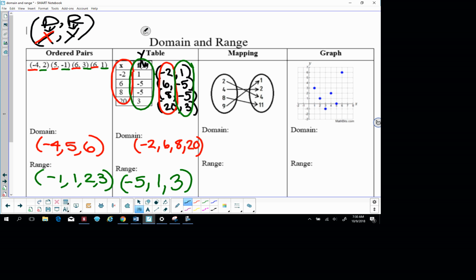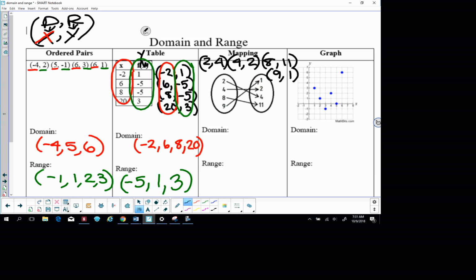Now, see this mapping right here? How many people have seen a map that looks like that before? Cool. What I would do is write them as points so you're clear on what's going on. We know 2 is my domain because it's in that first column. What number is it pointing to? 4. So I know the first point is 2, 4. The next point, I have 4, and what number is that pointing to? 2. Perfect. What's 8 pointing to? 11. And what's 9 pointing to? 1.